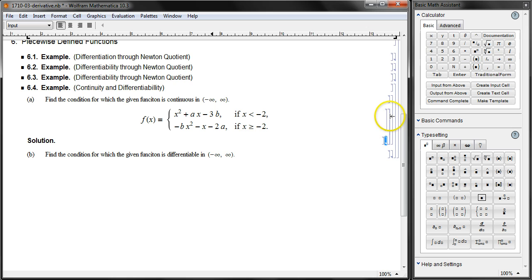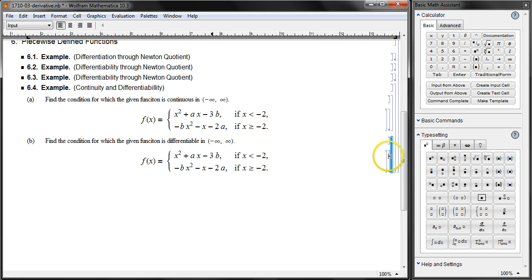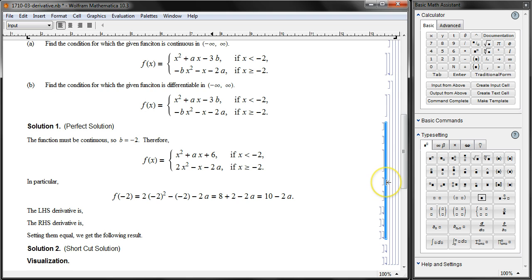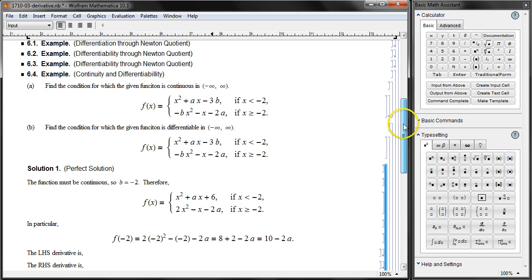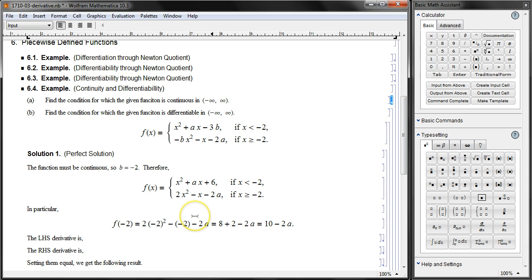Okay, so much for the continuity, and we found out that b is equal to -2. So for the differentiability, this is where we start. Plug in b equals -2, so that this is +6, and this one over here is just 2x squared, so we have to deal with this function.